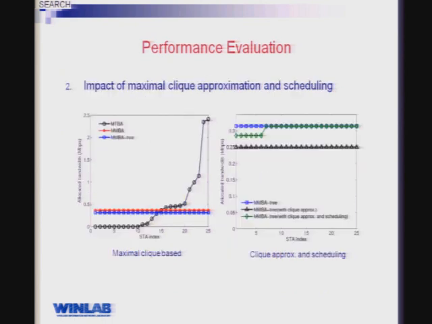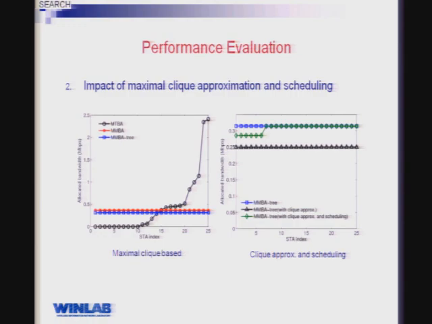And lastly, we investigate the impact of maximum clique approximation and scheduling. In the left figure, we compare the optimal solution to different bandwidth allocation schemes. The MTB we have not mentioned is the maximum throughput bandwidth allocation, so the goal is to maximize the throughput. The red one represents the maximum bandwidth allocation, and the blue one is the maximum bandwidth allocation with the tree given. So we can see that when maximum throughput is the goal, there are several bounds in the resource allocation.